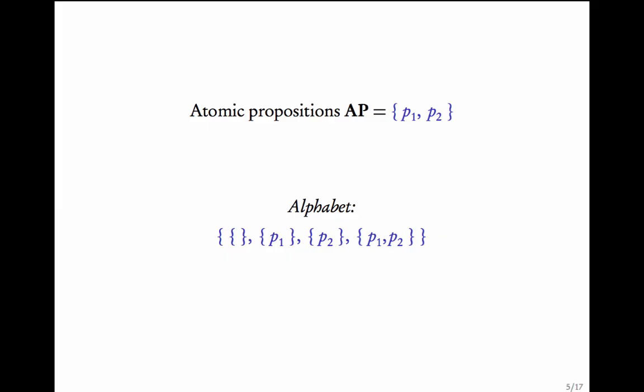Let us assume that the set of atomic propositions is P1, P2. The alphabet that we are interested in is the power set of AP, the power set of P1, P2, which consists of the letter empty set, the letter consisting of the set P1, the letter consisting of the set P2, and then P1, P2. There are 4 letters in this alphabet.